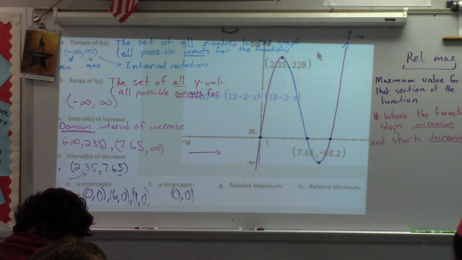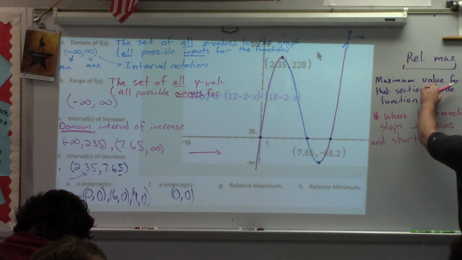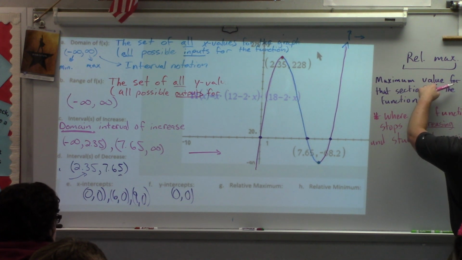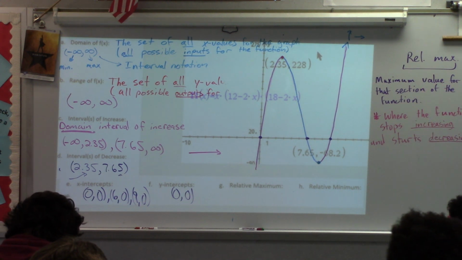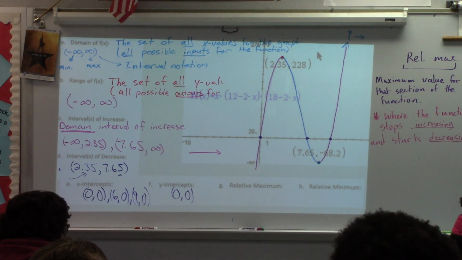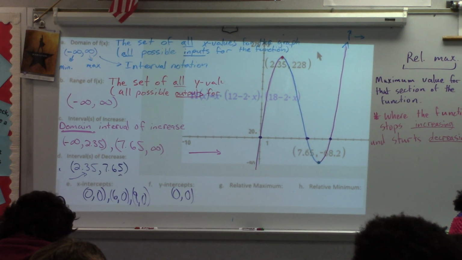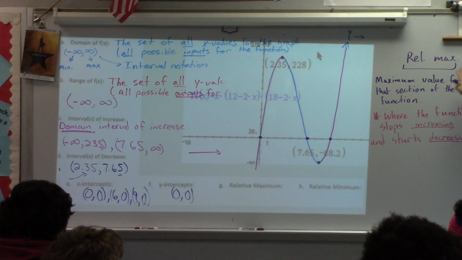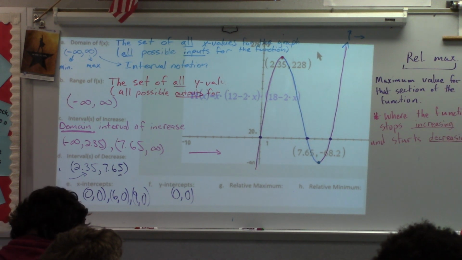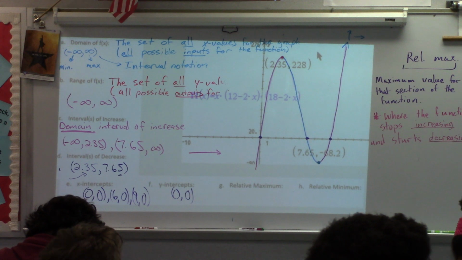In this case, we only have one relative maximum, but it'd be the value, so a relative maximum of what? 228. That's the value. And I need where it is, so I need to say at x equals 2.35. That's it. I need what the value is and where it's located. And it's easy to identify because that's where the function stops increasing and starts decreasing.